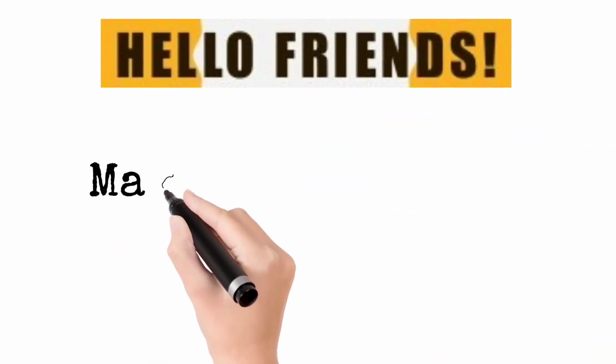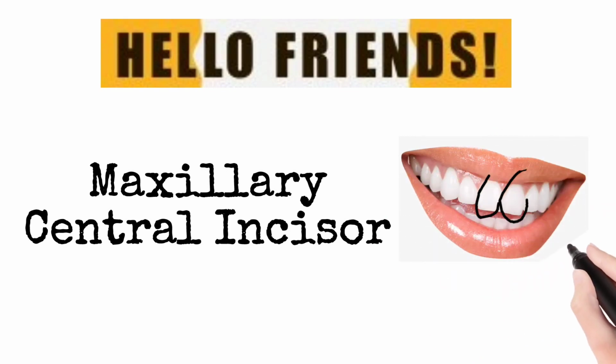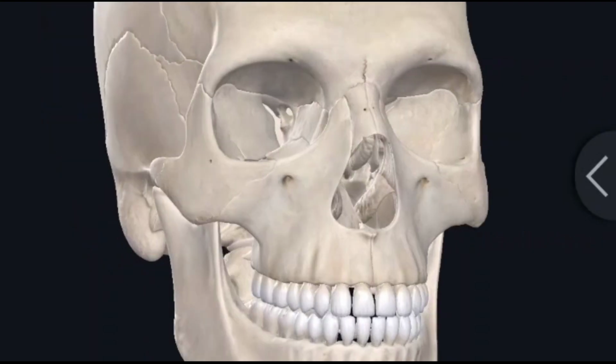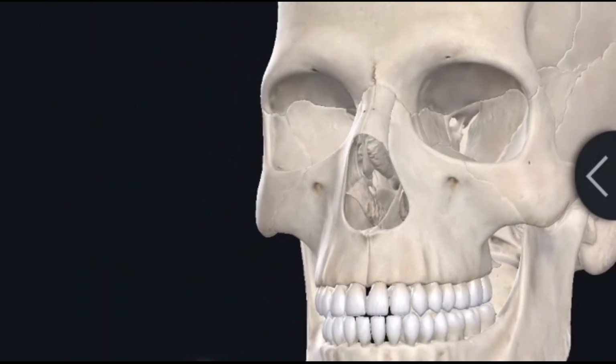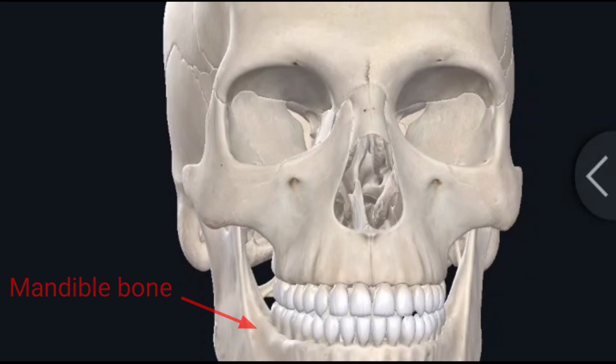Hello friends, today we will discuss the maxillary central incisor. This is the maxilla bone and this is the mandible bone holding the teeth.